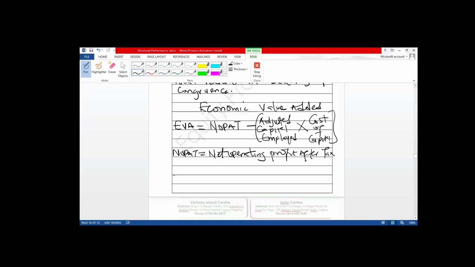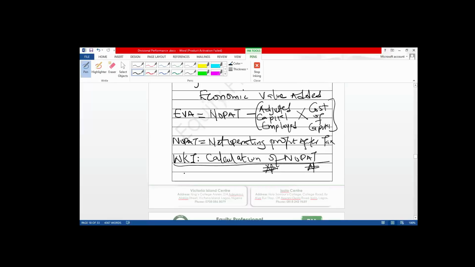To calculate your NOPAT, working one, calculation of NOPAT. Please look at it. You have your naira sign. Pick your profits after tax.